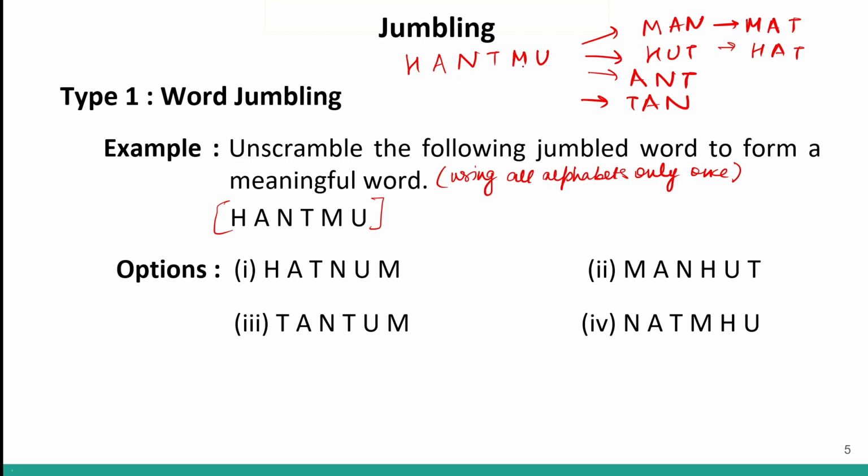Then I can create H-A-M, ham, which is a type of meat. So all these words, you get the idea, right? I can unscramble all these alphabets and form so many words. 1, 2, 3, 4, 5, 6, 7. Seven words at least. More can be formed. So this is one way to unscramble the jumbled word. This is a jumbled word, right?